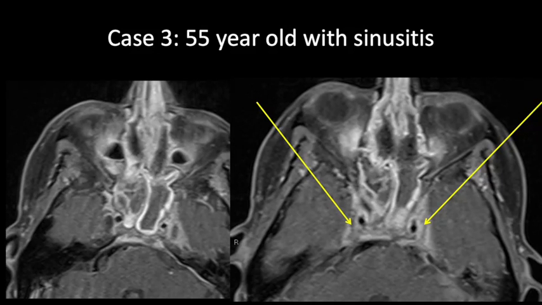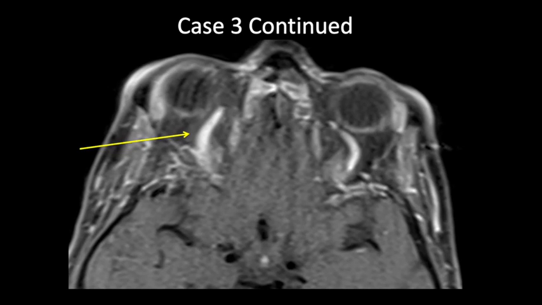The next case is a 55-year-old who presented with sinusitis. So here we actually have bilateral cavernous sinus thrombosis, and you can see that sort of patchy filling defect there, as well as opacification and enhancement of the sinuses in keeping with underlying sinus disease. Additionally, again, we see that distension of that superior ophthalmic vein, slightly more prominent on the right in this case.